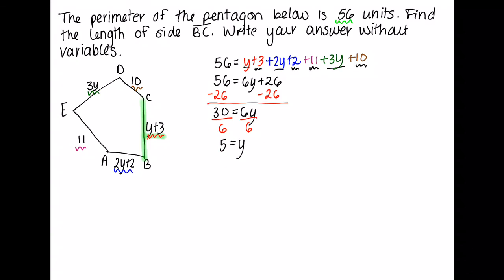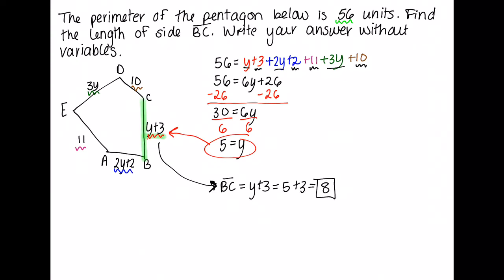Now, sometimes we get really excited and we're like, y is equal to 5. That's my answer. I'm going to input it. But resist that temptation. Going back to what the question was asking, we want side length BC, which means we want this guy right here. So I'm going to take what I found and plug it into y plus 3. And that'll give me the side length of BC. So BC is equal to y plus 3. Y is 5, so we have 5 plus 3, which is equal to 8. And that's the value of BC.